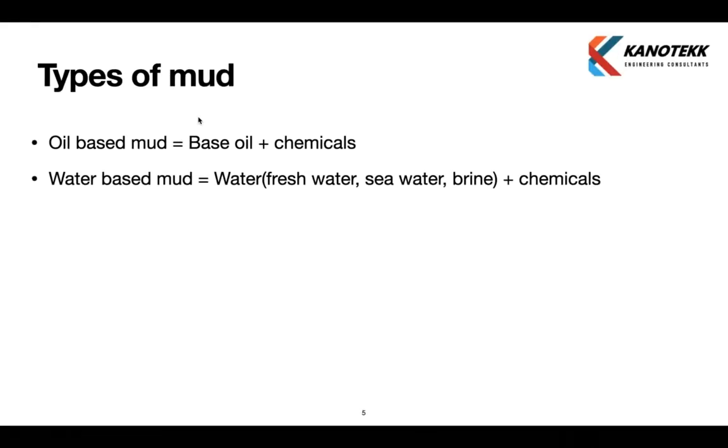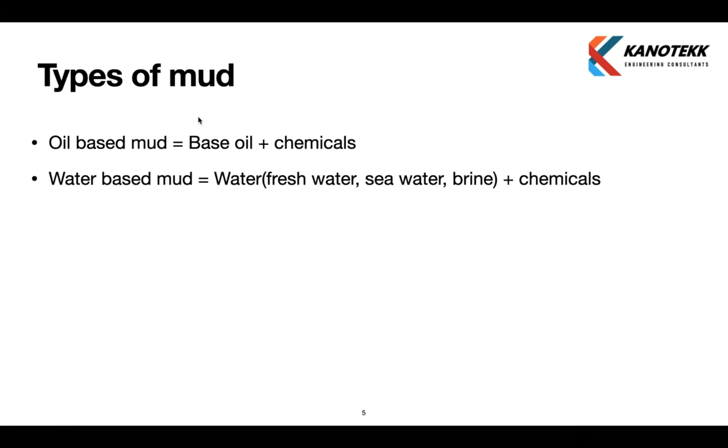Before the systems, we will see the types of mud. There are mainly two types: oil-based mud and water-based mud. Oil-based mud has oil as the base liquid, plus we add chemicals. Similarly, water-based mud has water as the base, and we add chemicals to it. This water can be fresh water, sea water, or brine, which is concentrated salt water. All these systems are available in the rig: a freshwater system, a seawater system, a separate brine system, and a base oil system.